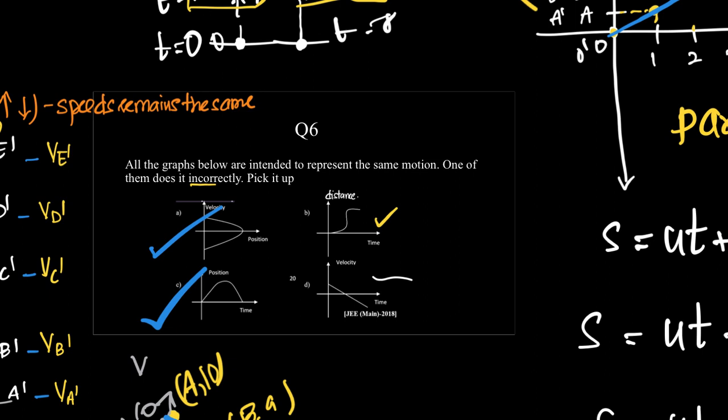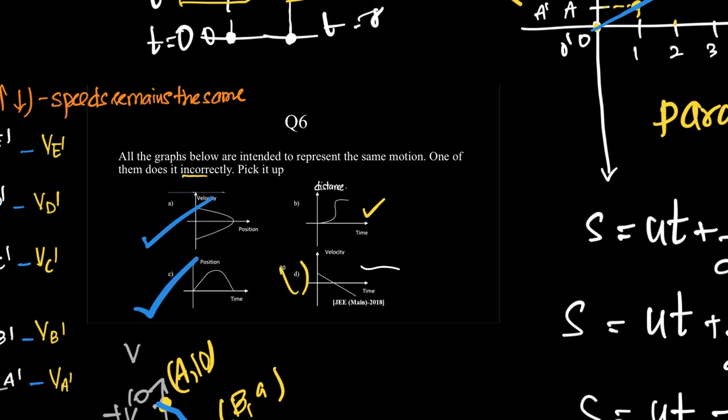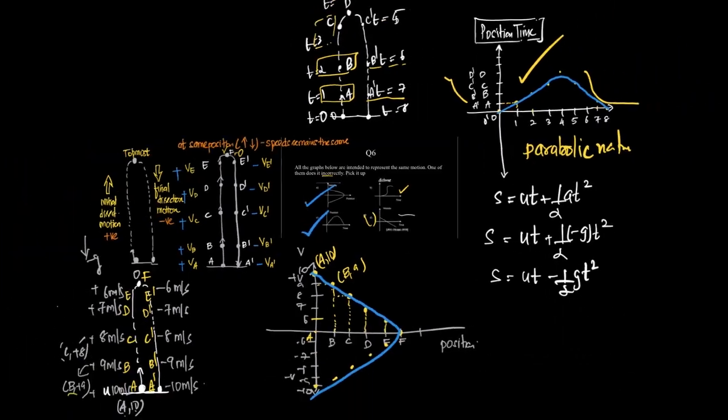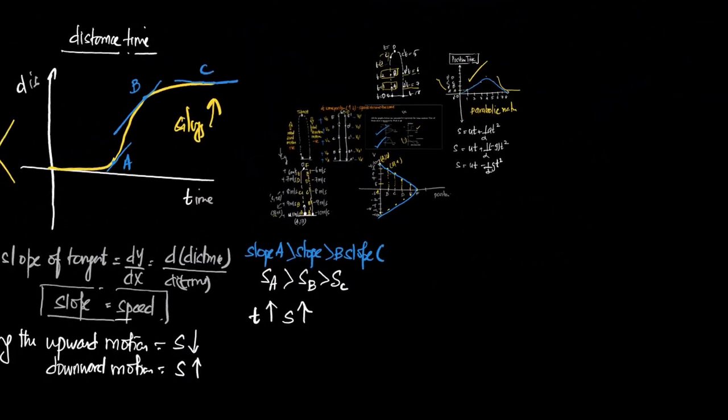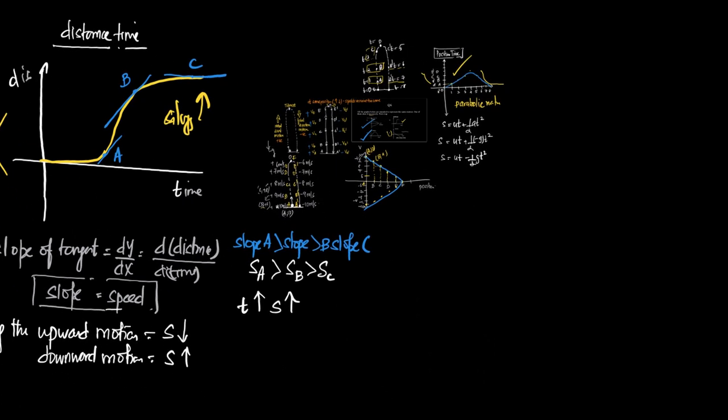Now, let us discuss option D also. So, option D is the velocity time relationship. Okay, so if we try to understand the velocity time relationship, let us have a look at that also.